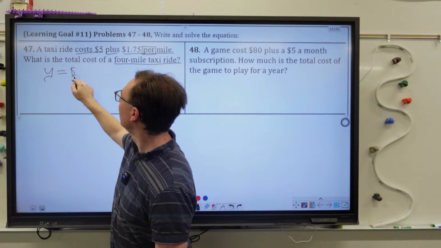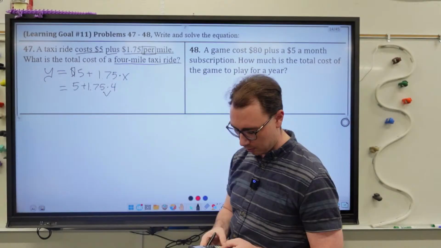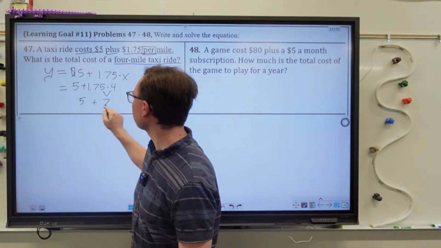1.75 times 4 is going to give us, let me double check with the calculator. That's going to give us, what, 7? I believe that gives us 7. Just want to double check real quick. Yeah, it gives us 7. Plus 5 here. And we know that $7 plus $5 here is going to give us a total of $12 for the total ride that would take us 4 miles in that taxi.